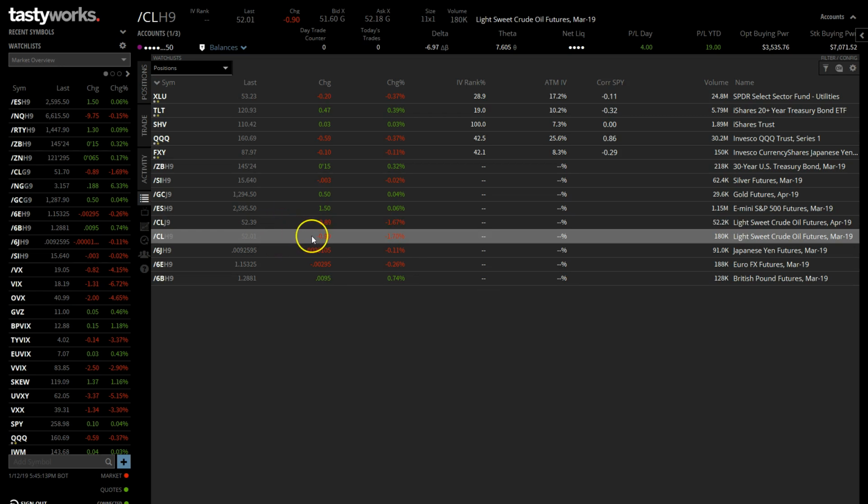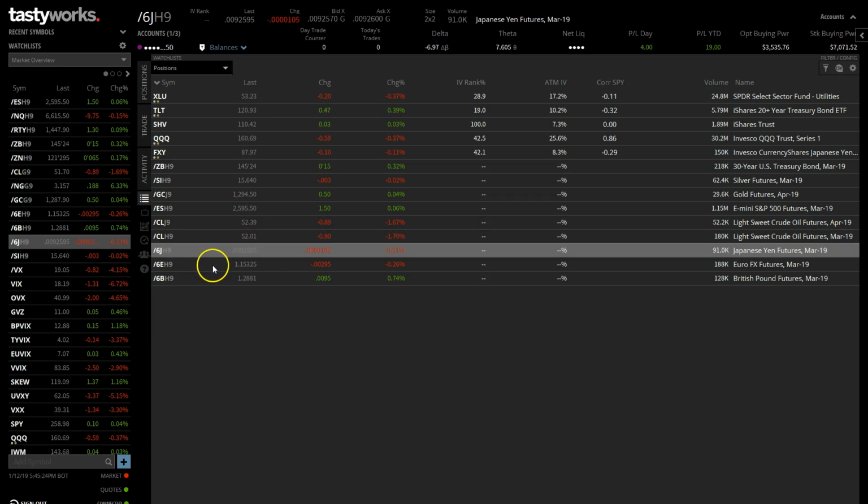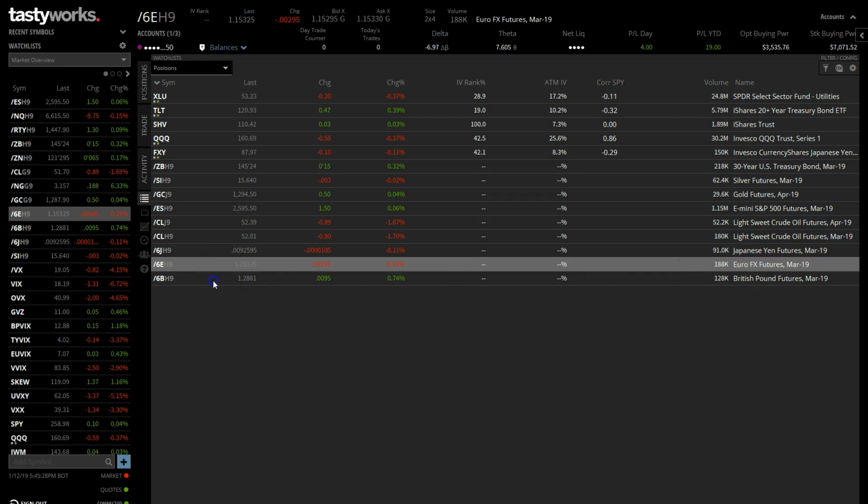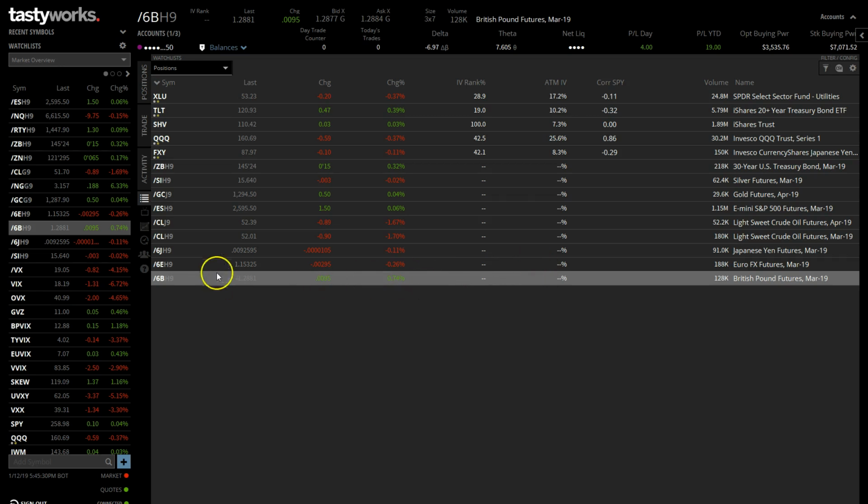The difference is the expiration. One is expiring in April and one in March, so the diversification is in terms of time in this particular trade. This is the Japanese yen. This is the euro futures and the British pound futures. So these 3, I count them as currency trades.